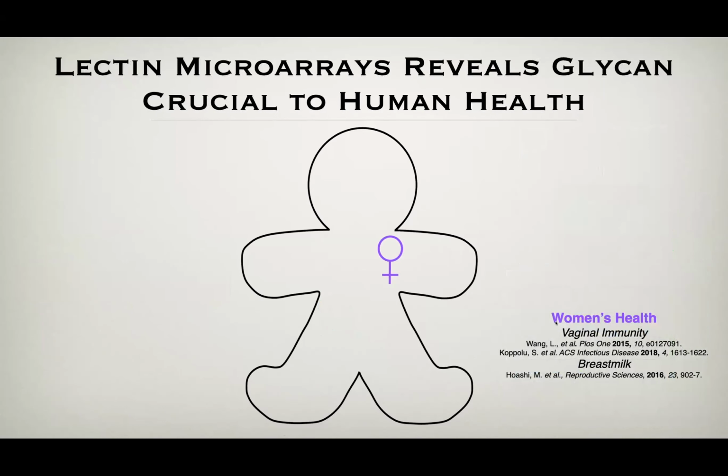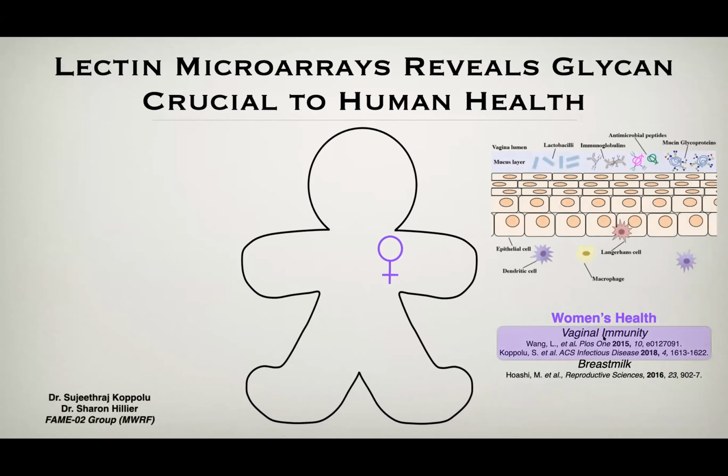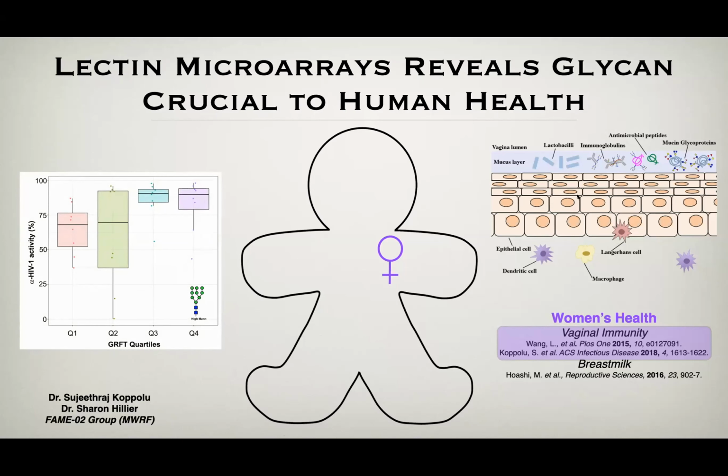And another example in women's health, looking at vaginal immunity, the vaginal cavity has lots and lots of mucosa, lots of immunoglobulins. These are all very highly glycosylated, microbial peptides, mucins. And when we look at that glycosylation and try to understand it in the realm of antimicrobial activity, we notice that cervical vaginal lavage from women that actually enables antiviral activity is high in levels of High-mannose.